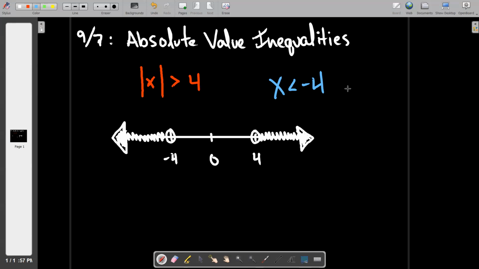Say it. No. Or. Always or with a split like this. 4 and X is greater than 4.